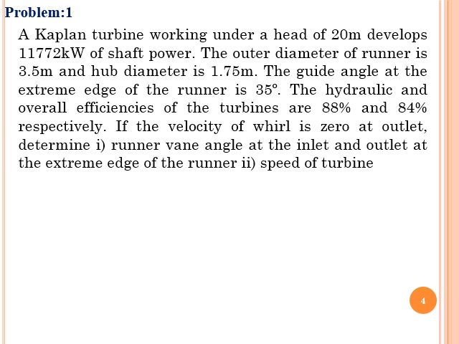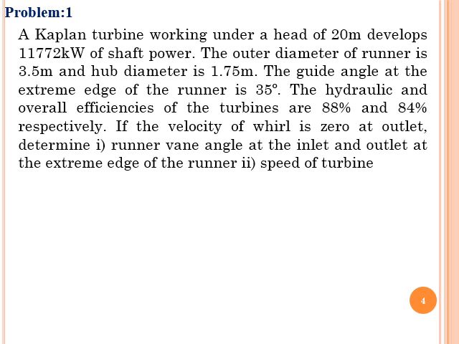This numerical is related to a Kaplan turbine, so that is a reaction turbine. It is working under a head of 20 meter, that is H is equal to 20 meter, and it develops 11,772 kilowatt of shaft power, P is equal to 11,772 kilowatt. Outer diameter of the runner is 3.5 meter and hub diameter is 1.75 meter. Here outer diameter is denoted by D0 is equal to 3.5 meter, and hub diameter D_h or D_b, the hub diameter is also called boss diameter, is 1.75 meter.